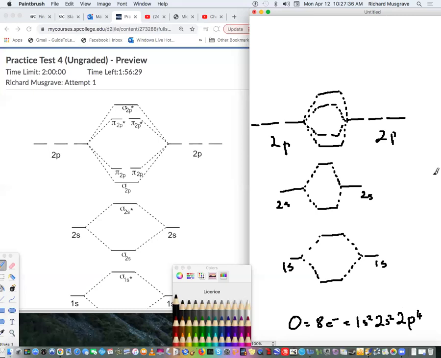How do we feel so far about the electron configuration for oxygen? If you don't understand this, we won't be able to go any further. So how do we feel about the oxygen electron configuration? Okay, 5, 4, 3, 2, 1. Okay, most people seem to get that. Does anybody have any questions?